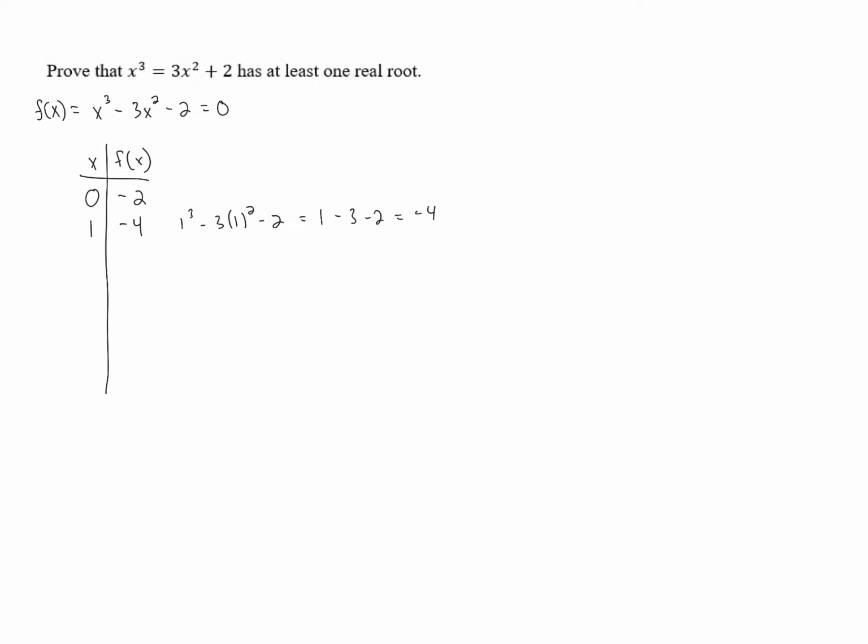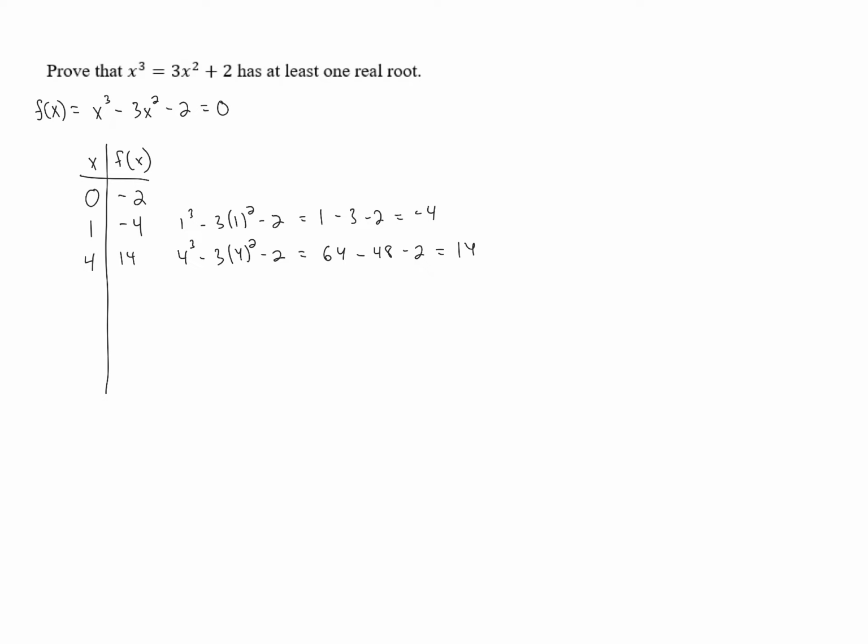If I think about this, I know that x cubed usually grows faster than x squared if we pick a bigger value of x. So let me pick a larger value of x. Let's try 4. If we do that, that's going to be 4 cubed minus 3 times 4 squared minus 2. 4 cubed is 64, minus 4 squared is 16, and 3 times 16 is 48, minus 2. 64 minus 48 is 16, and 16 minus 2 is 14. So we've got a function value of 14.